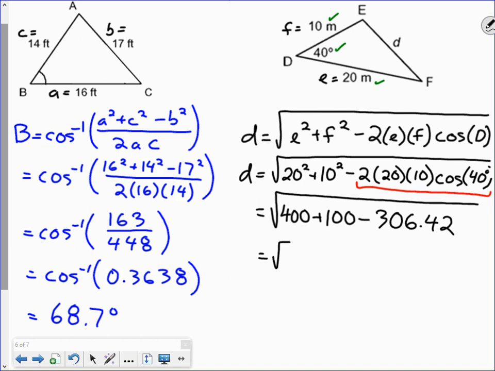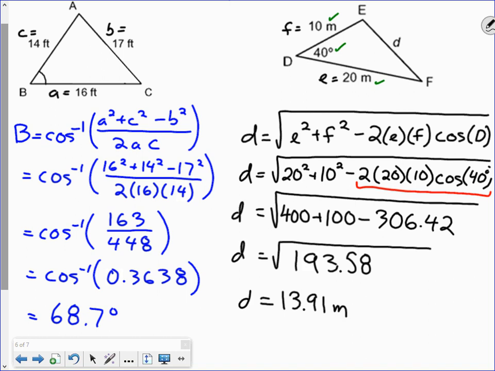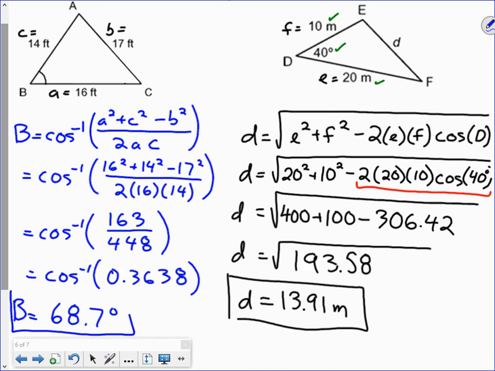So I've done my exponents and my multiplication. I can do my addition and then my subtraction. 193.58. And then finally, I take the square root and I get 13.91. And this is going to be in meters. So the length of D is 13.91 meters. Just like over here, my angle B, I should put a box around it to indicate that's my final answer. And there we go.